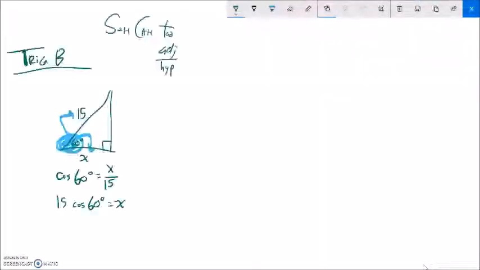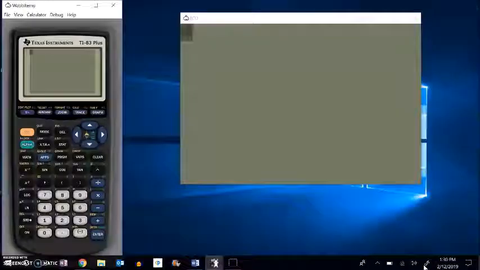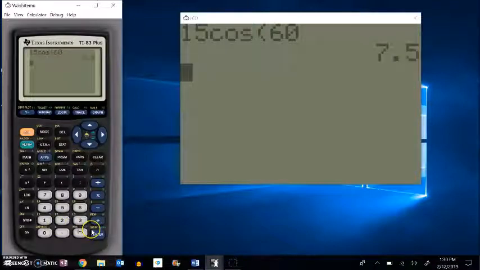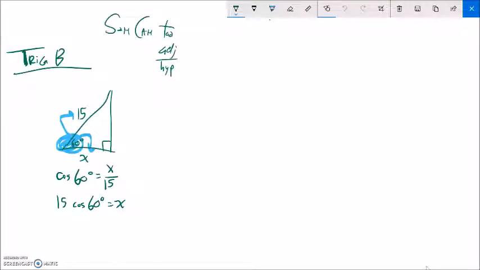So now, if I go back to this, 15 times cosine of 60 degrees, I'll just do that on my calculator. 15 times cosine of 60 degrees, 7.5. Oh, cool. So that means that x must equal 7.5. So that side would be 7.5, whatever the units are, long.